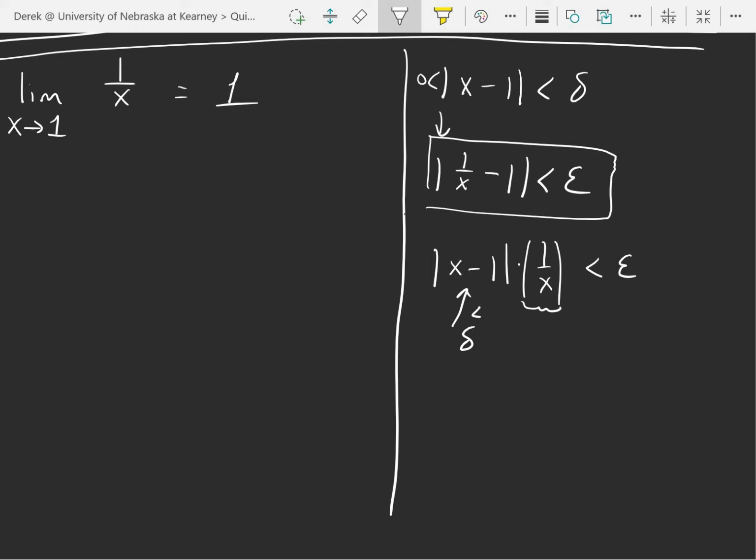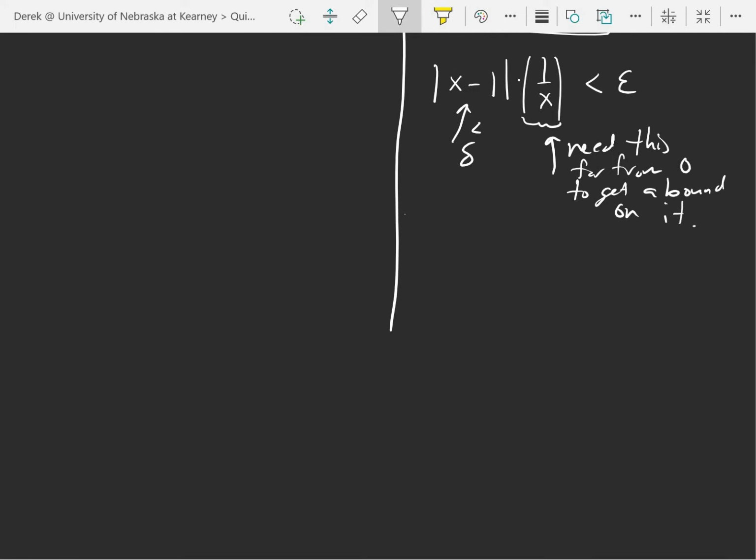Well, that piece can get really, really big if I'm close to 0. So I want to be closer to 1 than 0. So let's make a minimum of, say, 1/2. Need this far from 0 to get a bound on it. So let's take delta equal to the minimum of 1/2 and some multiple of epsilon again, and we don't know what that multiple is yet, but we'll fill that in a second.